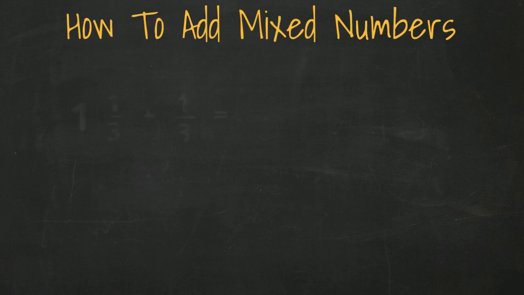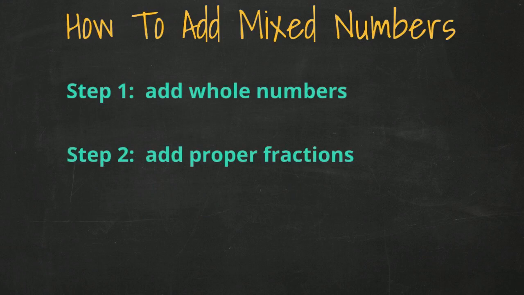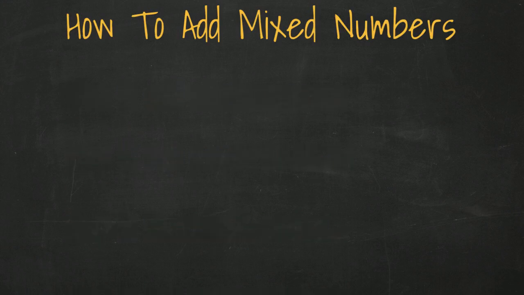When adding mixed numbers to mixed numbers, you can always think about the steps this way. Add the whole numbers first, add the proper fractions next, you may have to convert them to equivalent fractions, and then simplify. Let's walk through several examples to make sure you have a good handle on this. Let's start with a simple problem and then add some complexity as we go.